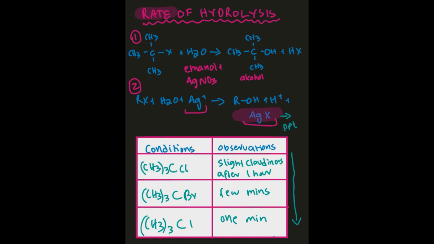That means that the bond energy between this carbon and this iodine is going to be very less. Since the bond energy is going to be very less, this bond is going to break faster and your precipitate is going to form faster. So we can tell that the formation of this precipitate is directly linked to bond energy. So like I said before, for this, the bond energy is going to be higher, and for this, the bond energy is going to be lower.